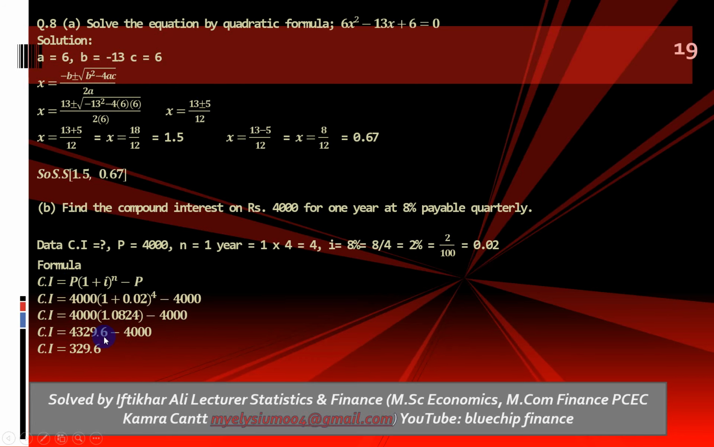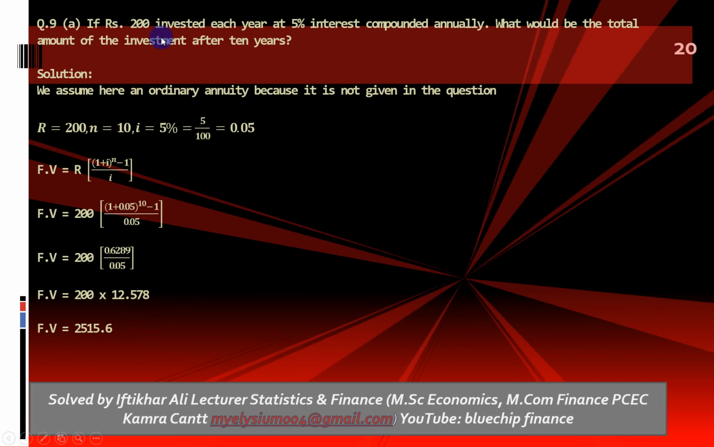Question number 5 part A: if rupees 200 is invested each year at 5% interest compounded annually, what would be the total amount of the investment after 10 years? So future value is required here. It is the case of multiple payments. If 200 is invested each year, it indicates a multiple payment case. So 200 will be R. Here we will apply the annuity method.